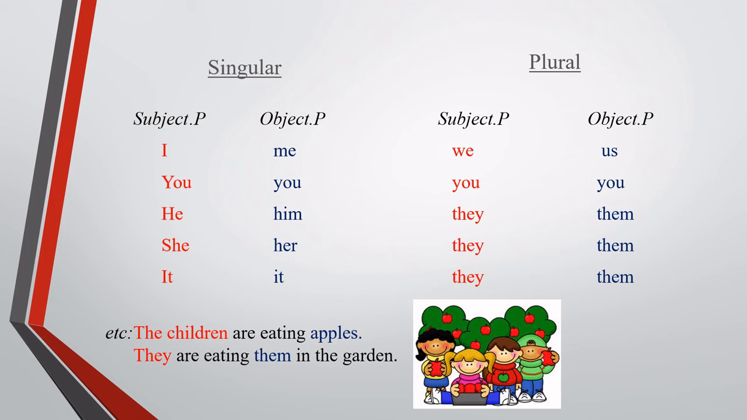Example: The children are eating apples. They are eating them in the garden. So, the summary is that we use subject pronouns and object pronouns to avoid repetition of the same noun or the same word of a sentence.